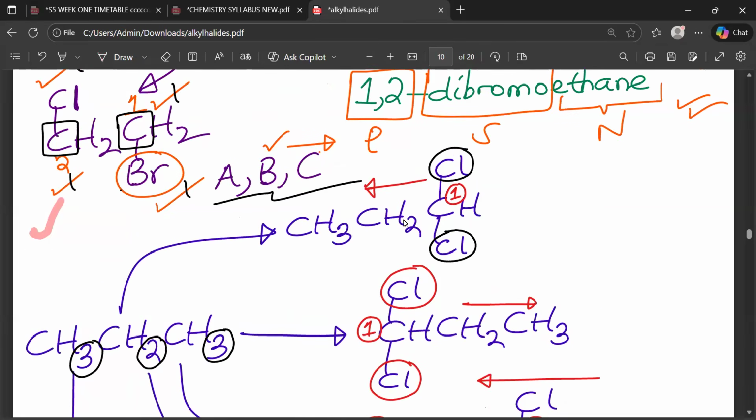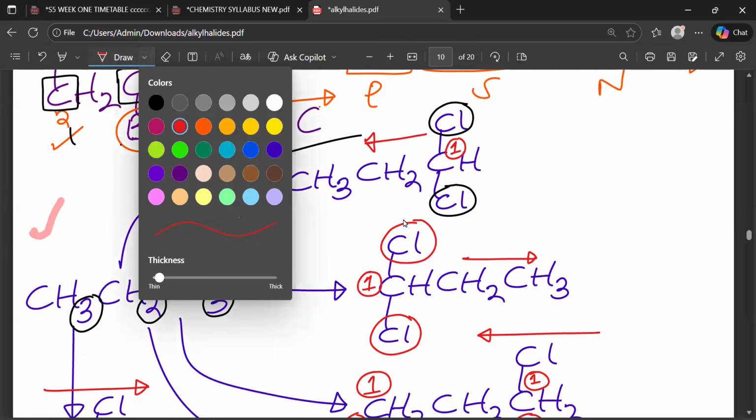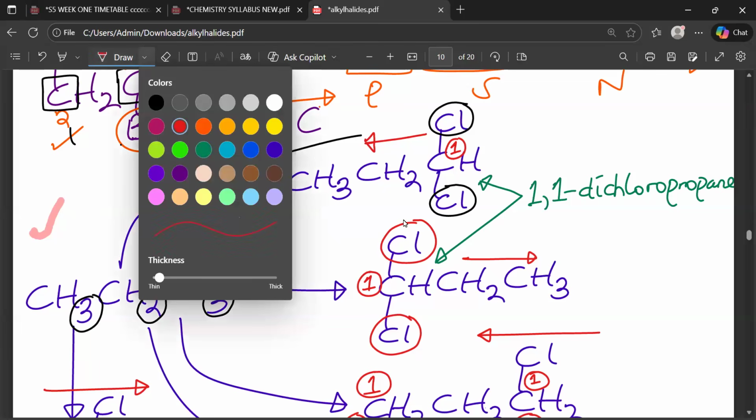So the first one, it is 1 and 1. Even the second one is 1 and 1. So these two are the same. Even when the 2 are on the first and last carbons, because of the rules of nomenclature, they are the same. So you're supposed to come and say 1, 1, dichloro. You're not supposed to forget the dichloro. And then they are sitting on a carbon skeleton of 3 carbons. So never forget the 1, 1.